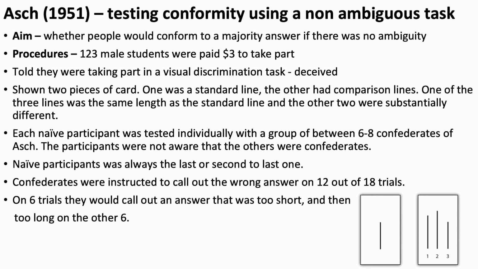Each naive participant was tested individually with a group of between 6 to 8 Confederates of Asch. The participants were not aware that the others were Confederates. If you're not aware, Confederates are kind of fake participants that are hired by the experimenter to give a certain answer. So they know the true aims of the study, they're being instructed to give a certain answer. So the Confederates were instructed to call out the wrong answer on 12 out of 18 trials. On 6 trials, they would call out an answer that was too short and then too long on the other 6.